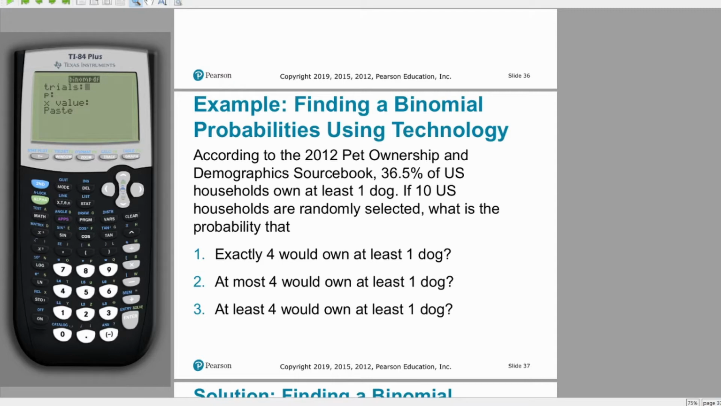Then our number of trials is the number of households randomly selected, n equals 10. P is the probability of at least 1 dog, 0.365. And here, x is 4 because we want to see if exactly 4 own at least 1. Where you plug all those numbers in, run the computation, and you get a probability of about 24%.